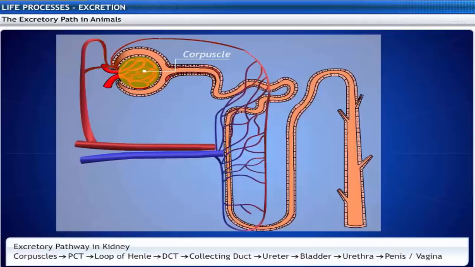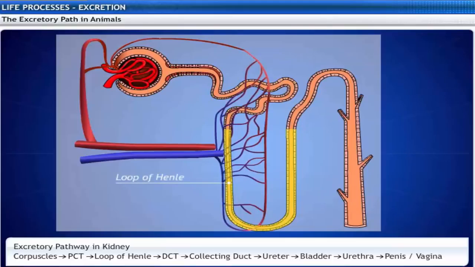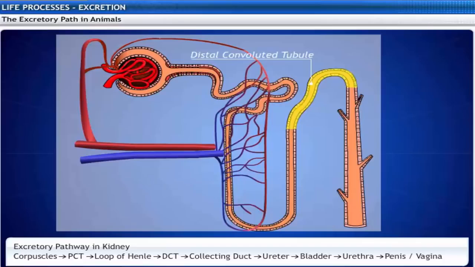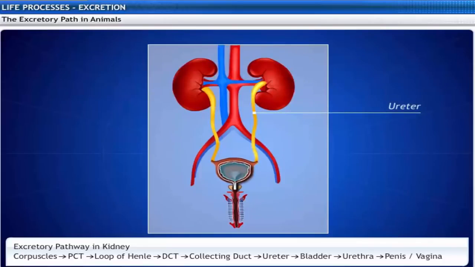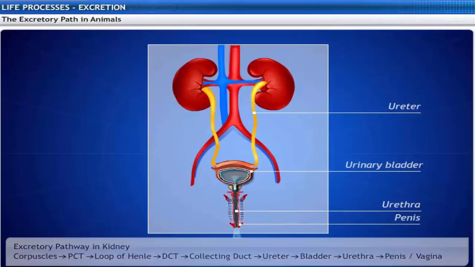Thus, the excretory path in kidneys begins in the corpuscles and moves through the proximal convoluted tubule, loop of Henle, distal convoluted tubule, collecting duct, ureter, urinary bladder, urethra, and finally ends at the penis or vagina.